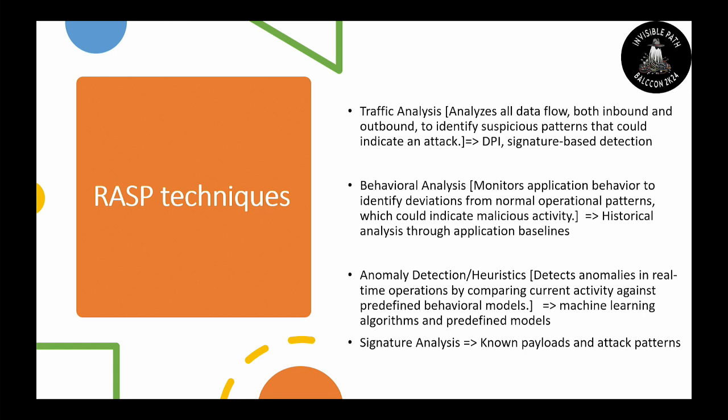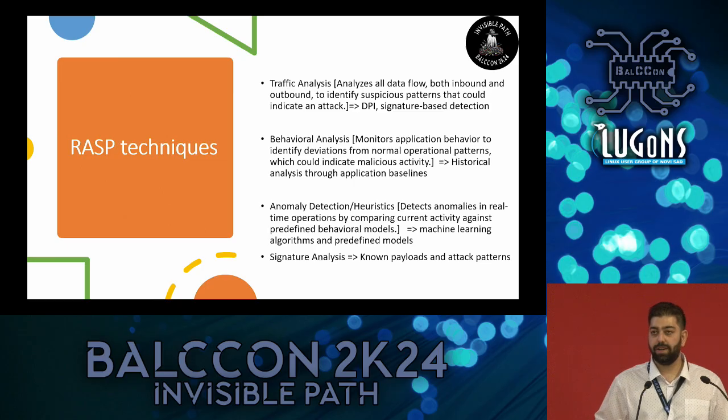And then we have the behavior analysis. The behavior analysis is performed by monitoring the application's behavior and how the application deals with different components. It can be internal components, it can be external users, like how the RASP can tell a legitimate user from a hacker or outsider. It can be through historical analysis and through the application baselines based on what you defined before. And then we have anomaly detection, or the heuristic one.